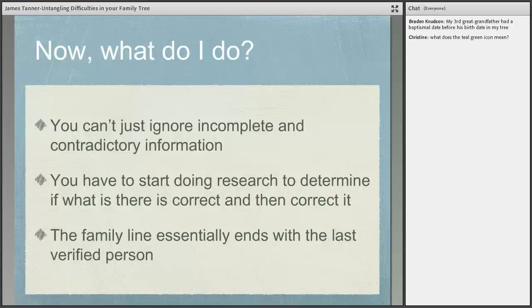But the important thing here is that the second you start copying something, you've gone away from doing research. If you think doing research is getting into Ancestry and copying somebody's family tree, then you've missed the point of the whole process. Research is where you determine if what's there is correct, then correct it, and you have to actually do some research to determine what is correct.